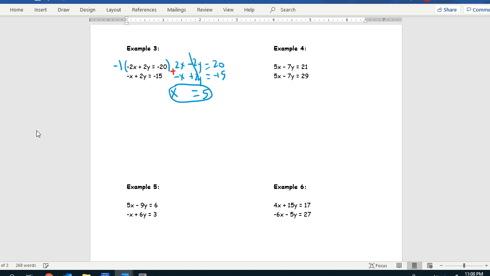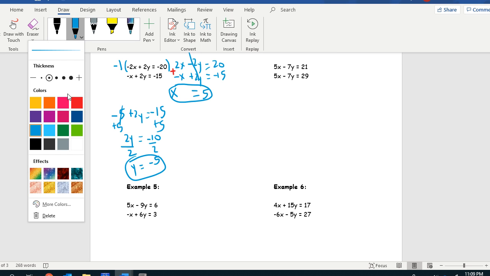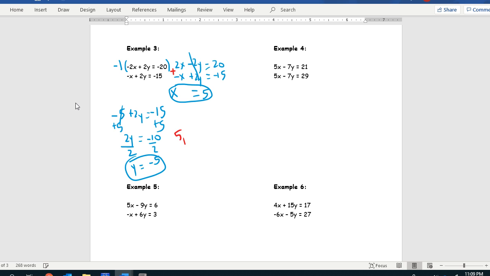There's half our answer. And let's plug that one into the bottom this time. So I have negative and then my x that we just got in the first step, 5 plus 2y equals -15. So we'll add 5, add 5. 2y equals -15 plus 5, -10. Divide each side by 2, and y equals -5. So the solution to this system of equations is 5, -5.